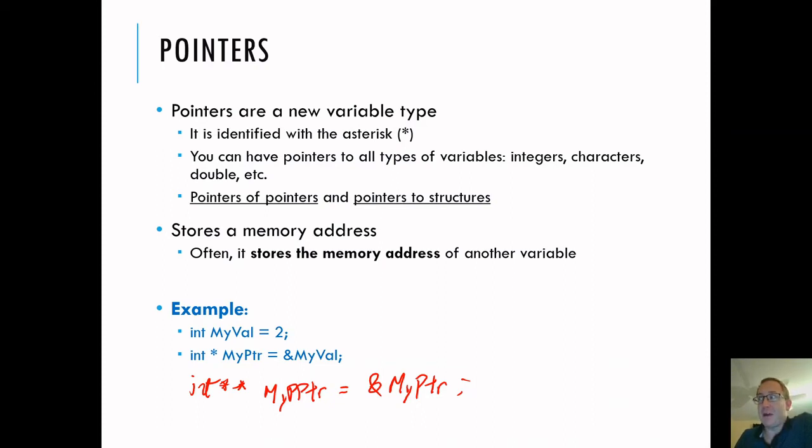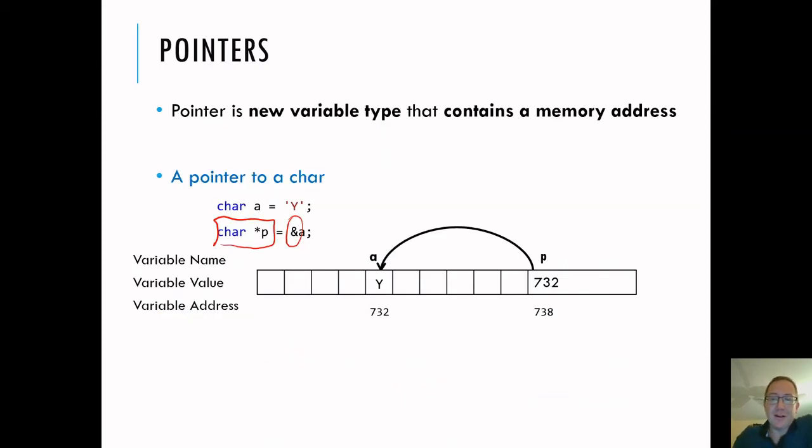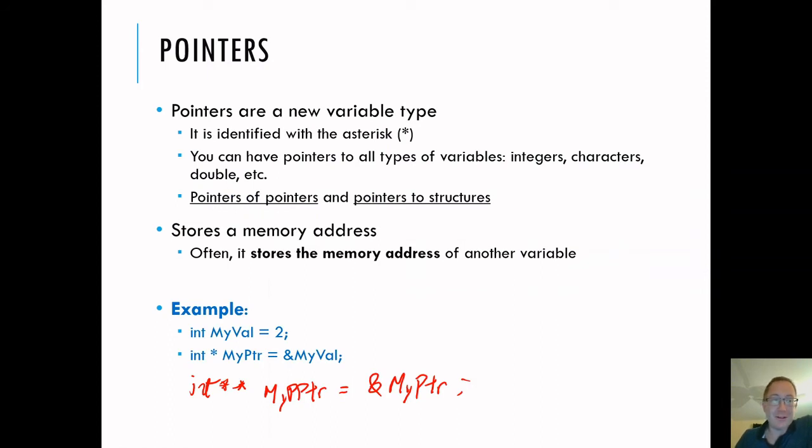A pointer to the pointer here of P would be something that's storing 738. It's a pointer to a pointer. You're allowed to have pointers to pointers and pointers to pointers, ad nauseum, you can keep on going with this. The star tells you that it's a pointer, and we are pointing to some variable.